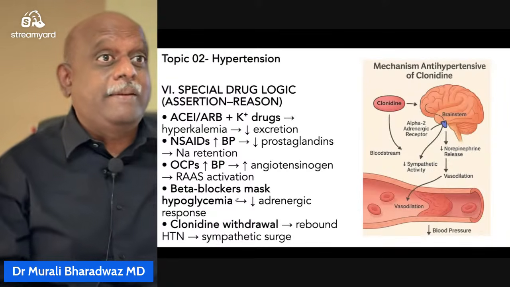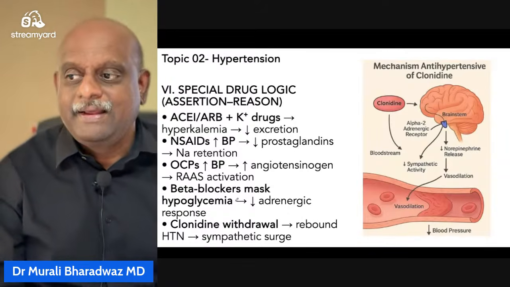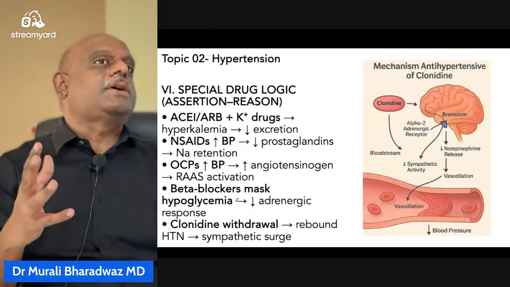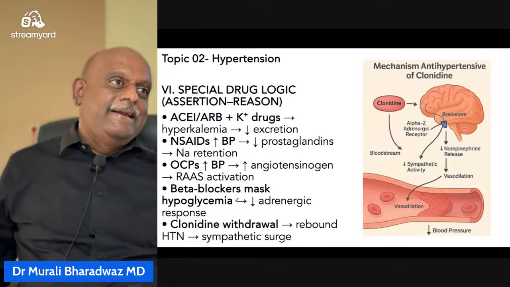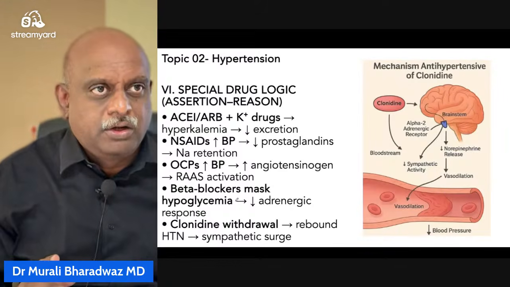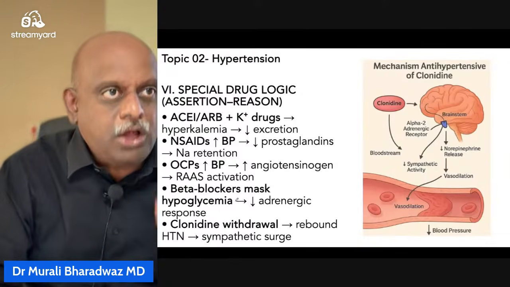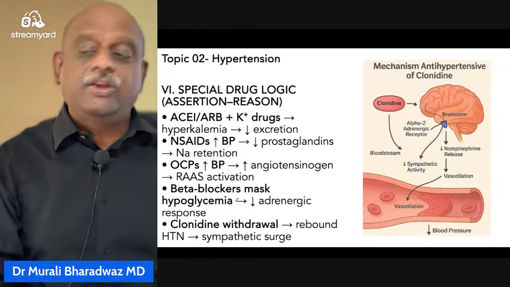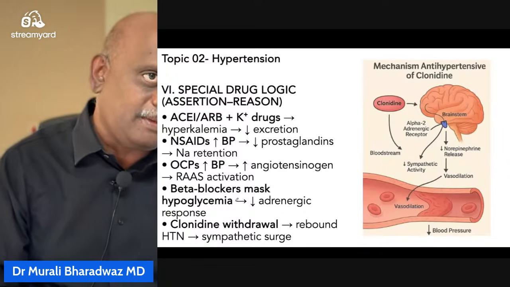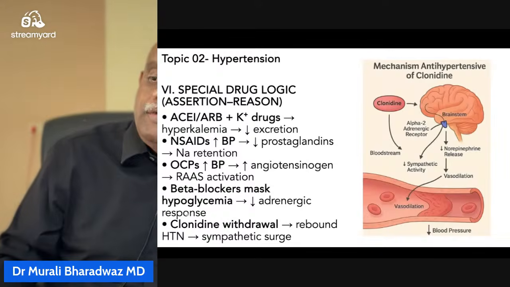But if you are giving beta blocker, that won't happen. That's the reason beta blockers can mask the hypoglycemia and the patient will go into hypoglycemia and die. That's the reason be careful to give beta blockers, especially to those who are taking insulin, because beta blockers can lead to hypoglycemic unawareness, is what you need to remember. Right? So one of the important antihypertensives is clonidine.